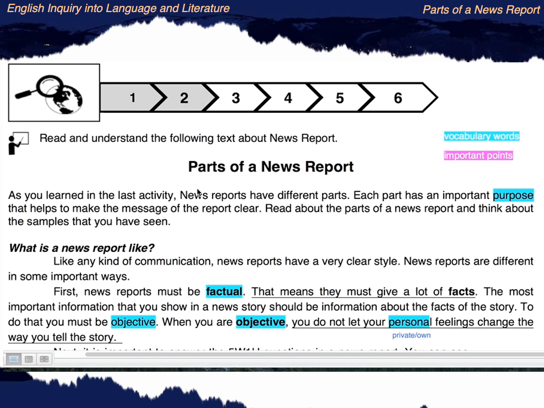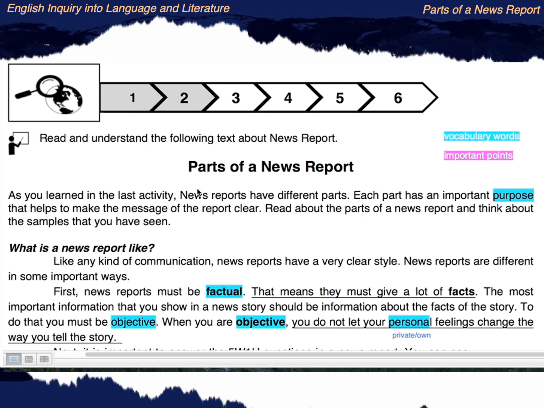Of course, it is important to show the listener what is important. The most important parts of the story should be in the subject of the sentences that you make.